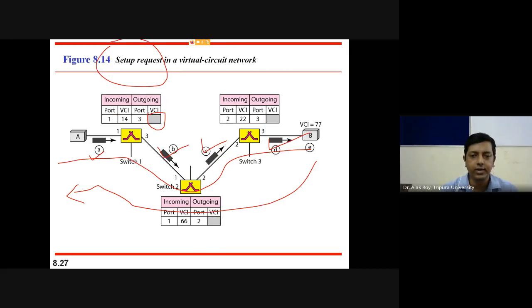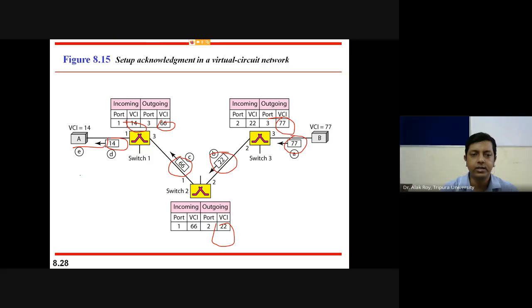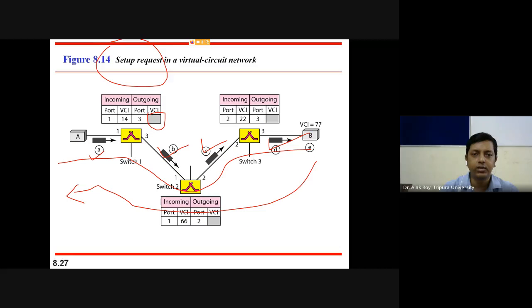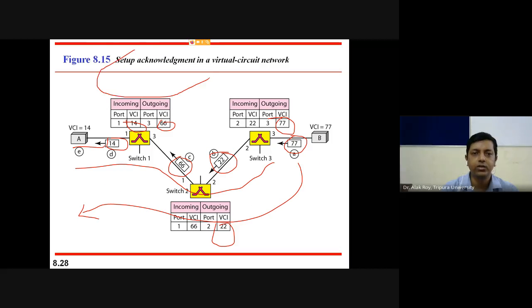So that is the setup phase, then the acknowledgement phase. First setup, then acknowledgement. That is the setup request and that is the setup acknowledgement. So it is two-way communication.